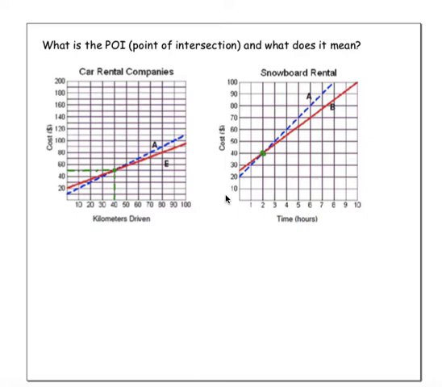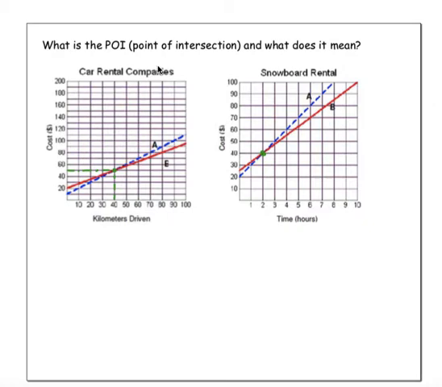All right, guys, this lesson is going to be on the point of intersection. Up until now, we've been looking at graphs with one line. Now we're going to be looking at two lines on the graph. The point of intersection is where these two lines cross. In this example, this point is where lines A and B cross each other.